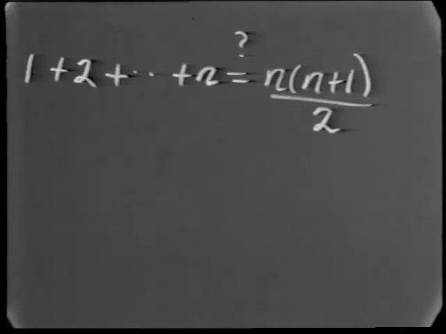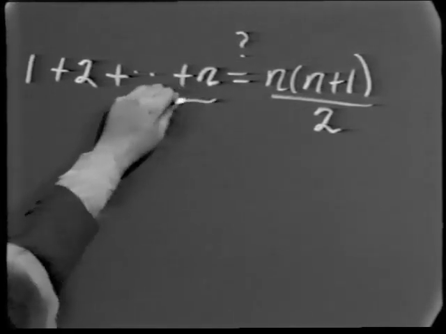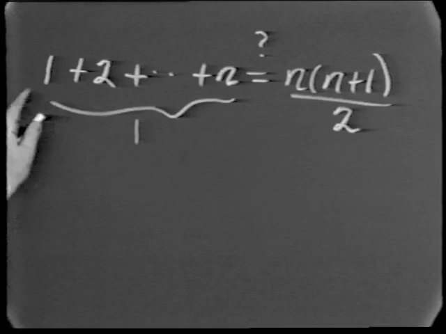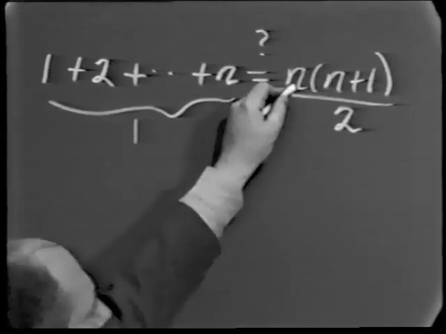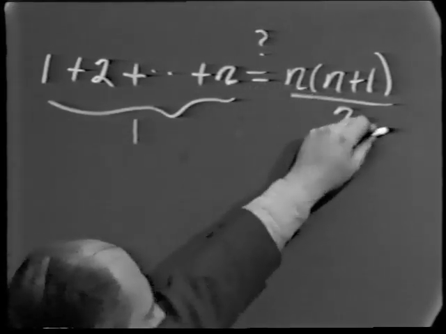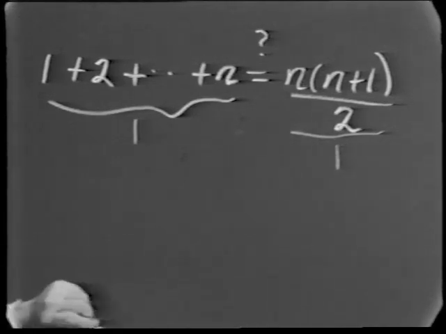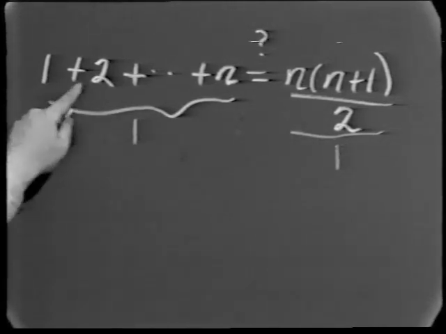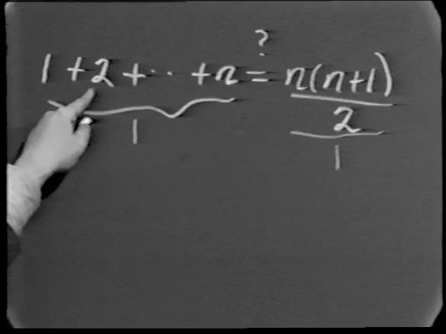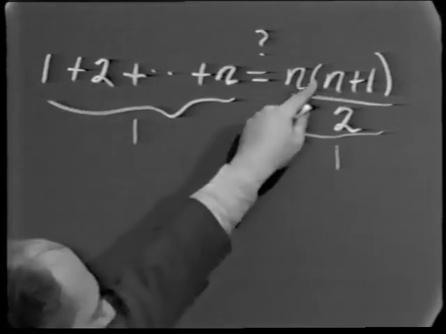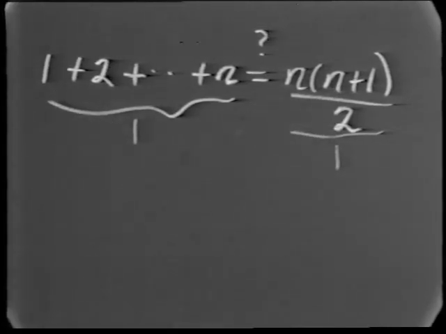Well, let's just see if that's true at all for a while. If n is 1, the left-hand side here is 1, and 1 times 2 divided by 2 is also 1. If n is 2, the sum of the first two numbers here is what? 1 plus 2 is 3. On the other hand, 2 times 3 divided by 2 is also 3. So at least our conjecture is true for n equals 1 and n equals 2.